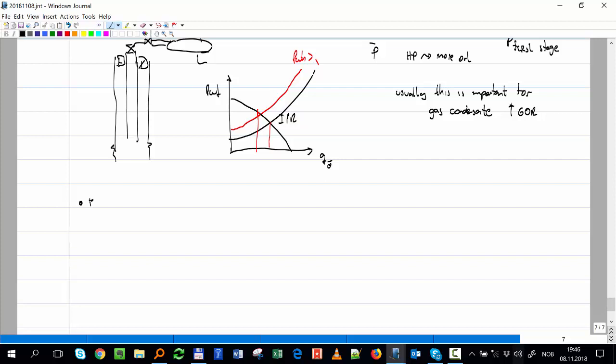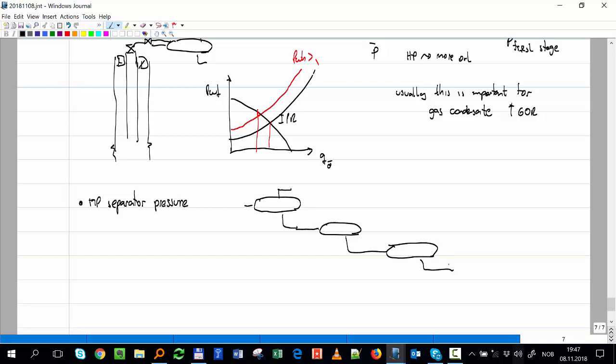Now, the medium pressure separator is another issue. In that case, the pressure of the first stage is already fixed, a number that gives you high production. But the pressure of the second, and the third, is also relatively fixed.